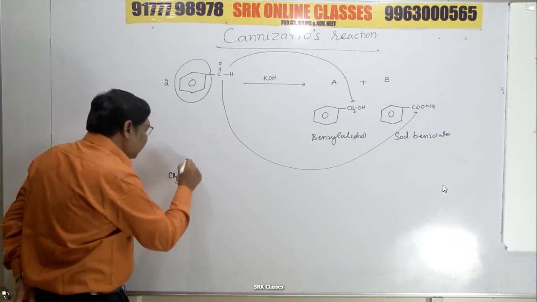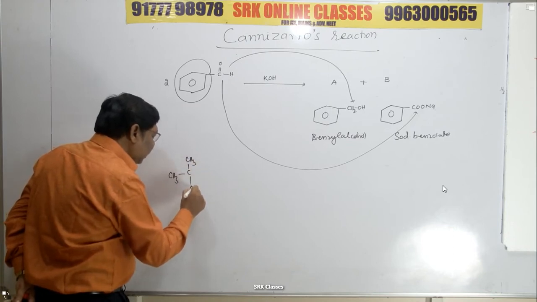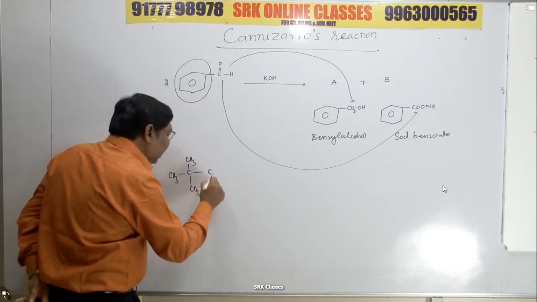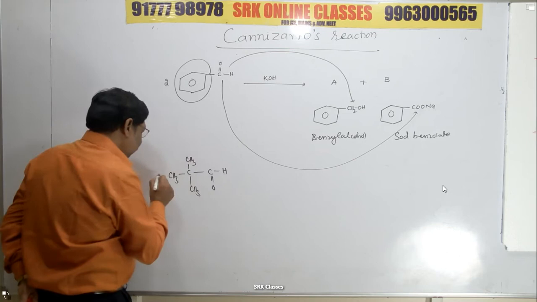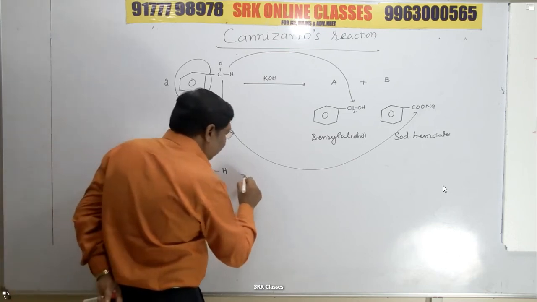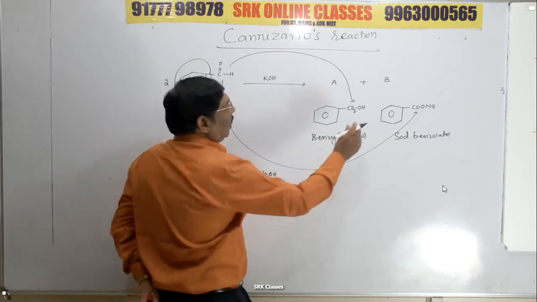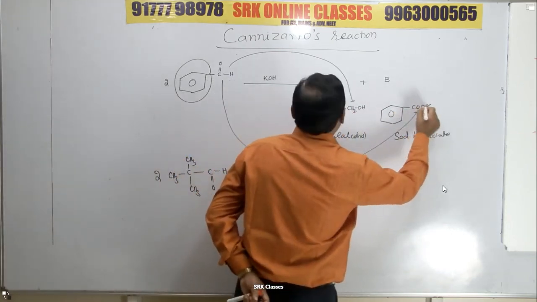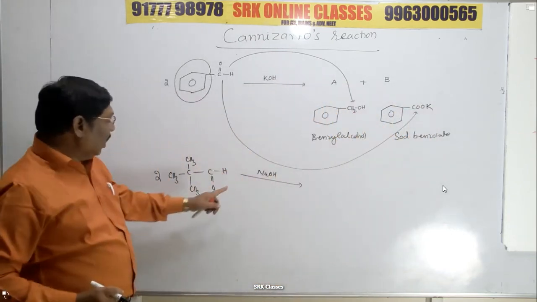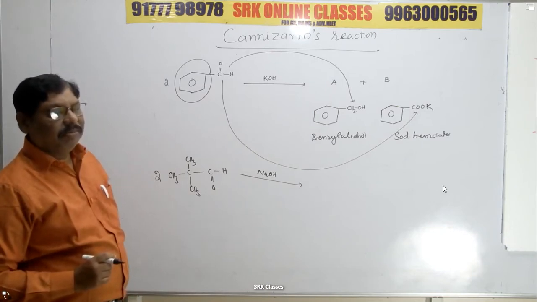CH3, CH3, CH3, C double bond OH. Two molecules in presence of potassium hydroxide give. Here you get potassium because potassium hydroxide we have taken. Now, what are the products formed?